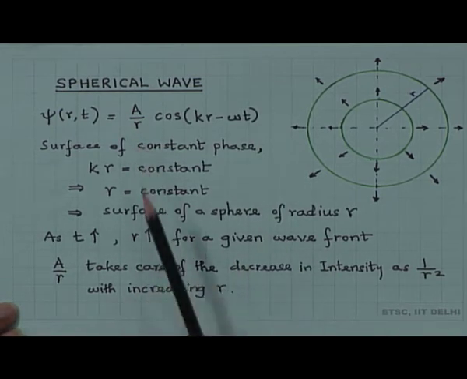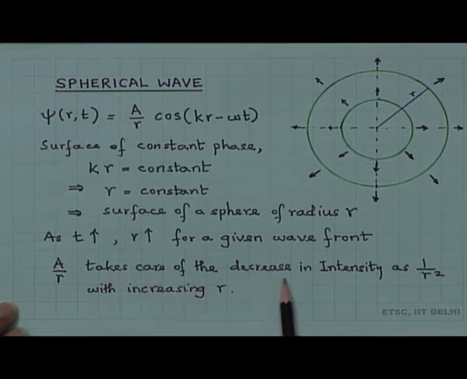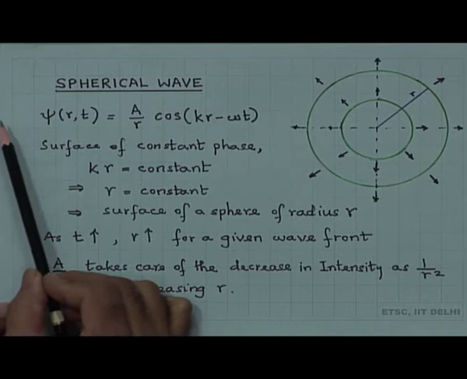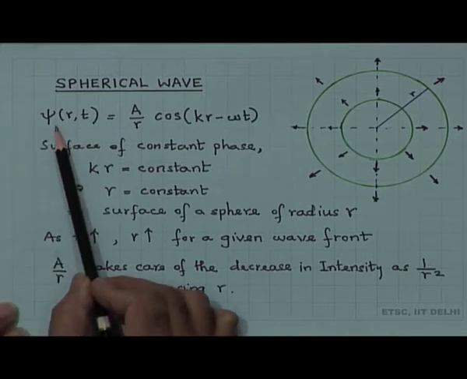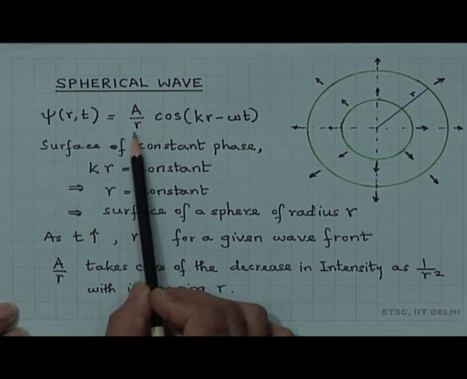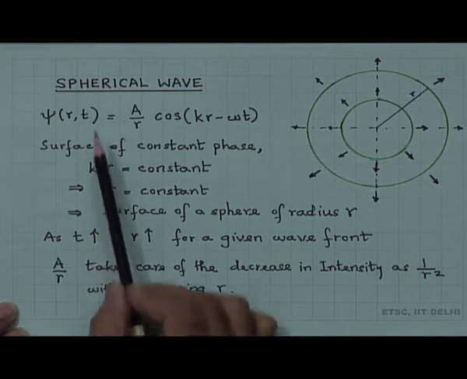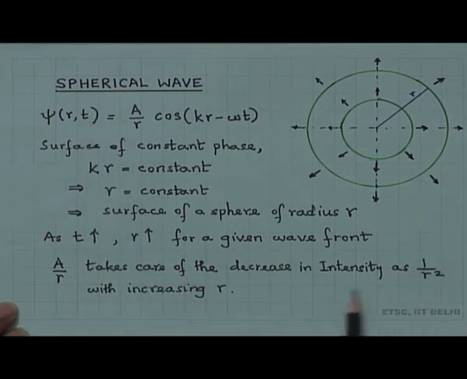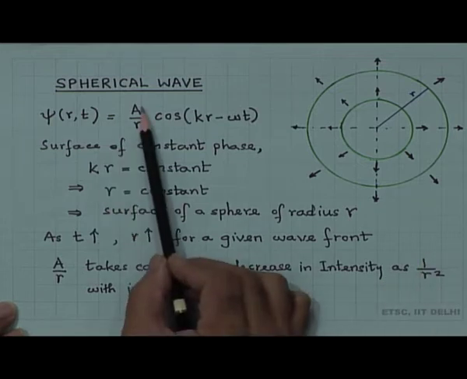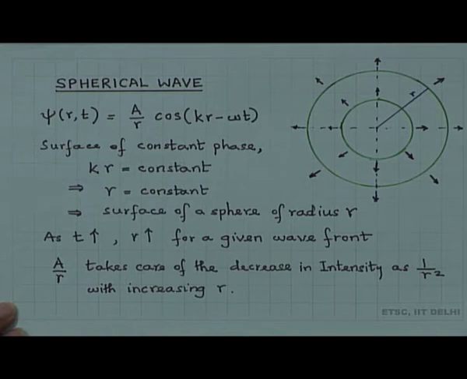This r in the denominator takes care of the decrease in intensity. We know that the intensity is equal to psi square, and that means a square by r square, which is proportional to a square by r square, and therefore, we also know that the intensity decreases inversely as r square, that is, it is proportional to 1 by r square, and therefore, the amplitude must be proportional to 1 by r. That is why we have an r in the denominator here. So, this is about the spherical wave.